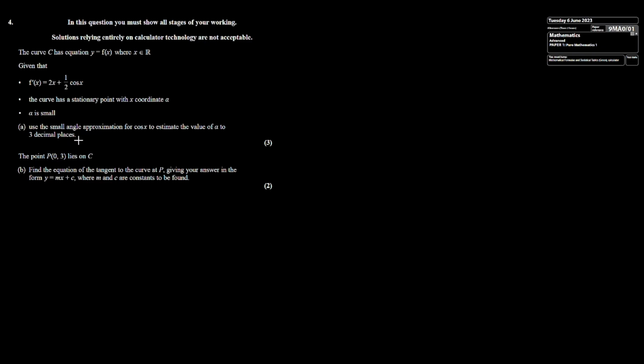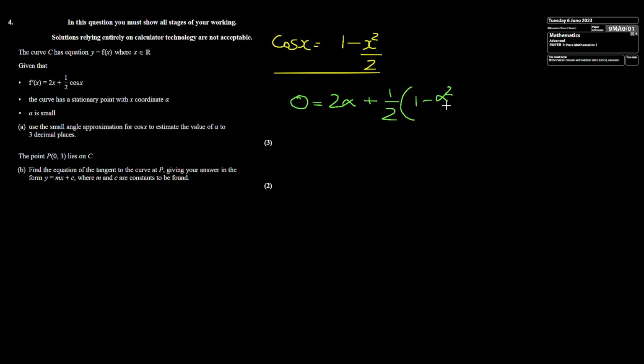Okay, let's first of all write down the small angle approximation for cos x. Now, this small value of x, which is alpha, has a stationary point, and this is the gradient function, so the gradient at that point will be 0. So the equation I can set up is that 0 is equal to 2 alpha plus a half, all this lot, 1 minus alpha squared over 2. And if we split that bracket apart, we get 2 alpha plus a half minus alpha squared over 4.